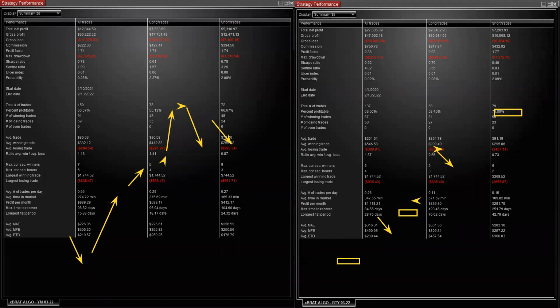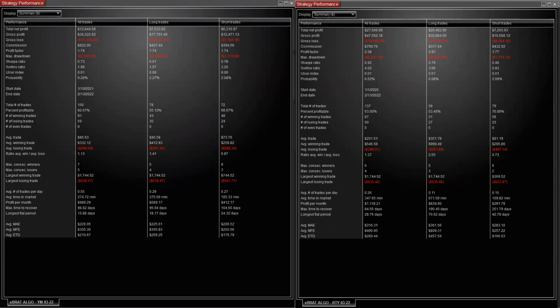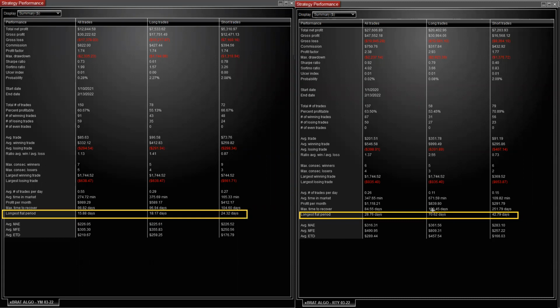Let me clear all those away. So longest flat period here, down there and down there. So again, you can see it's different for longs and shorts. And overall, the average is this column here where it says all trades. So again, don't be afraid if there are longer flat periods. Look at that overall net profit. Look at that profit factor. Compare it to the other ones.